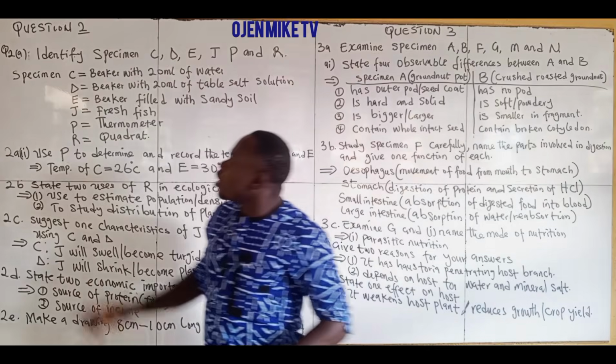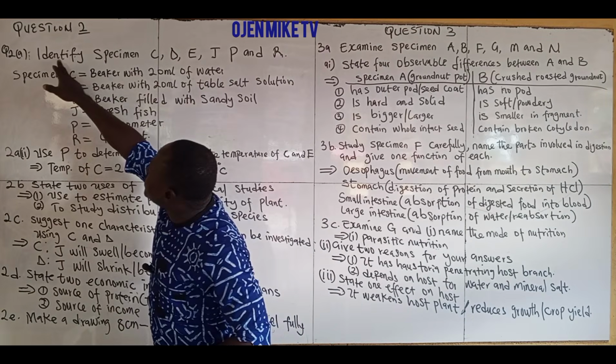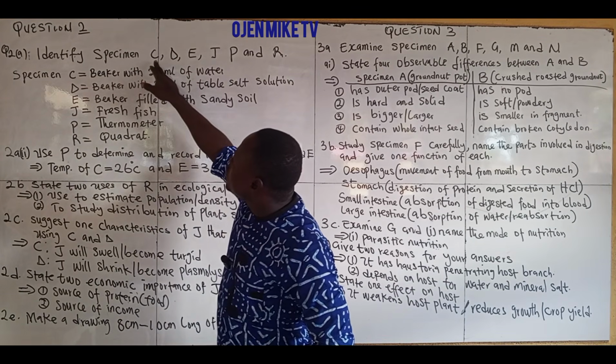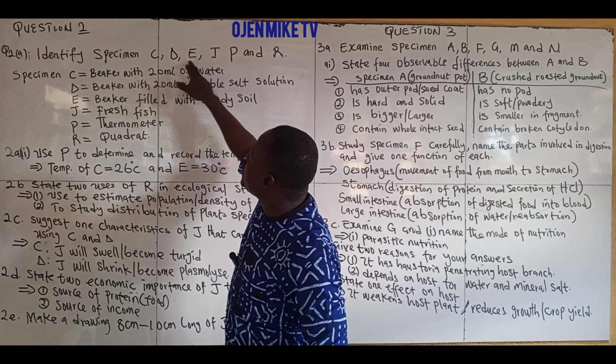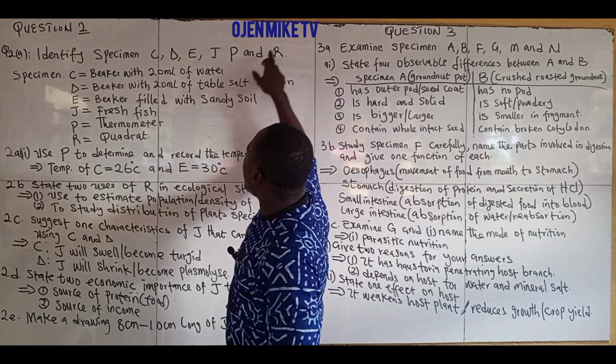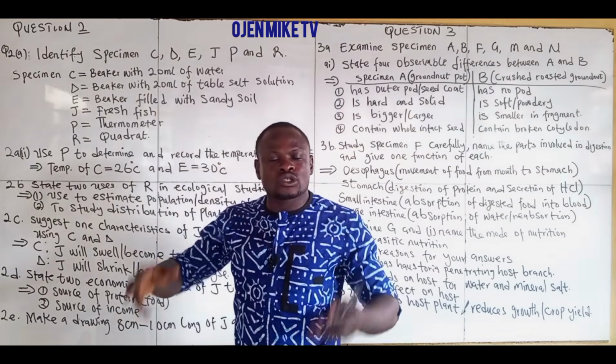Now let's go. Question number 2 says, identify specimens C, D, E, J, P, and R. We are asked to identify.